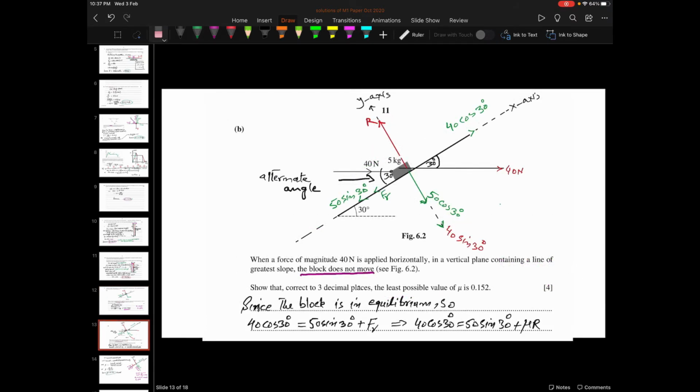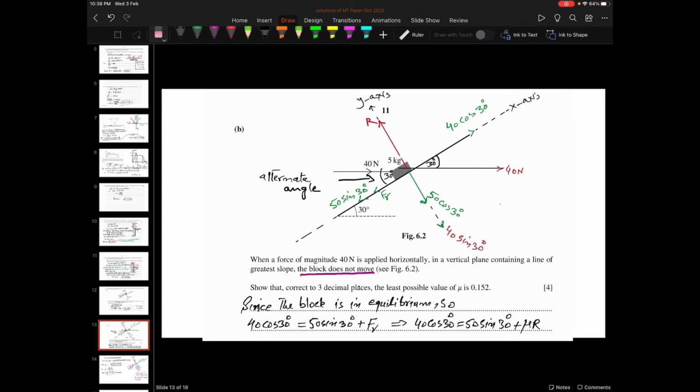Now in B part, when a force of magnitude 40 Newton is applied horizontally in a vertical plane containing a line of greatest slope, the block does not move as shown in the figure. Show that, correct to 3 decimal places, the least possible value of mu is 0.152.